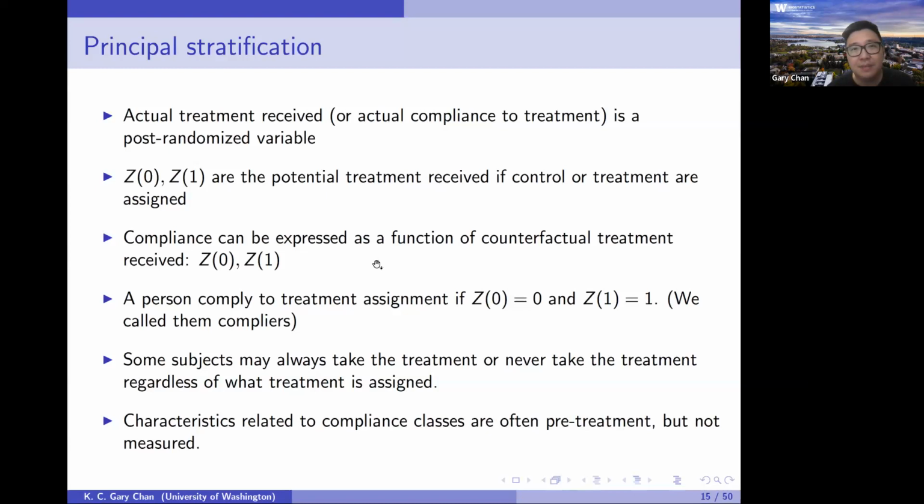So I'm going to go through the construction. The actual treatment received is a post-randomization variable. The randomization is on the treatment assignment, right? So conceptually, we can define potential treatment received for each individual. For each individual, we can define Z0 and Z1, which are the potential treatment received if the person is assigned control, and the potential treatment received if the person is assigned treatment. And compliance then can be expressed as a function of the two potential treatment received.